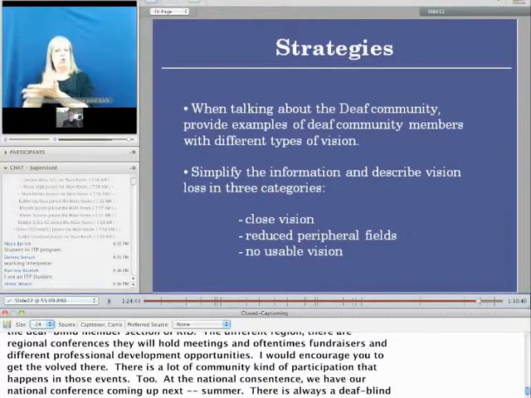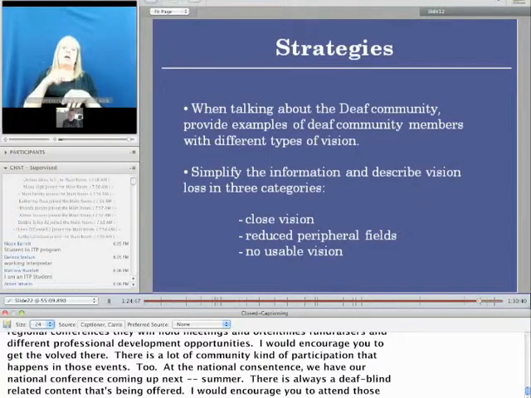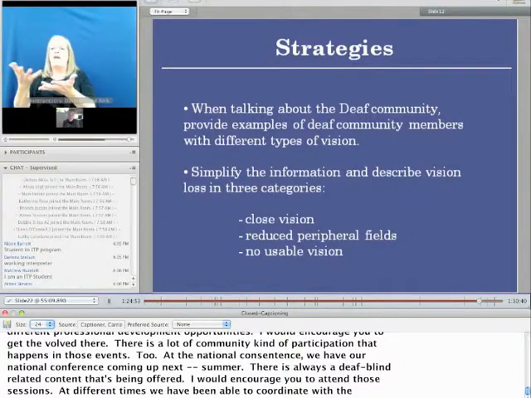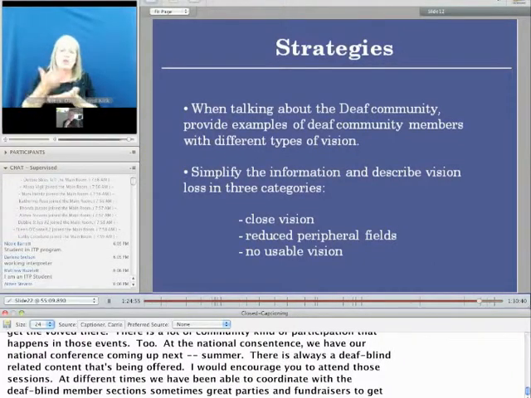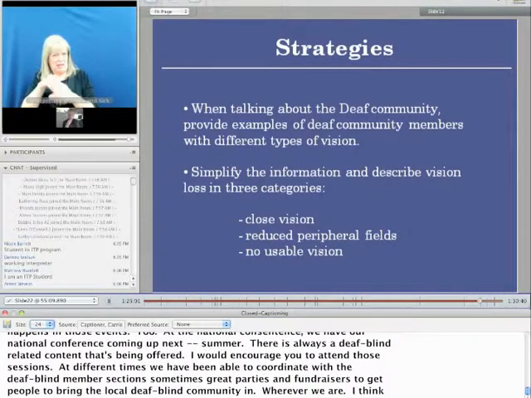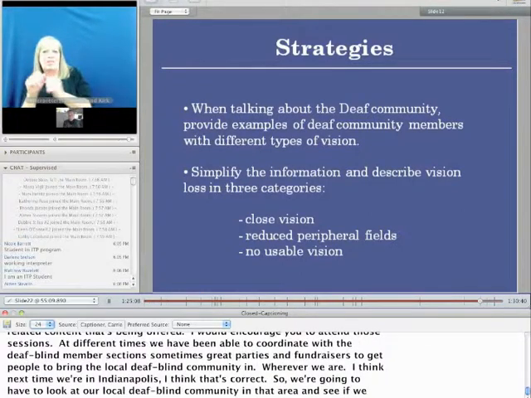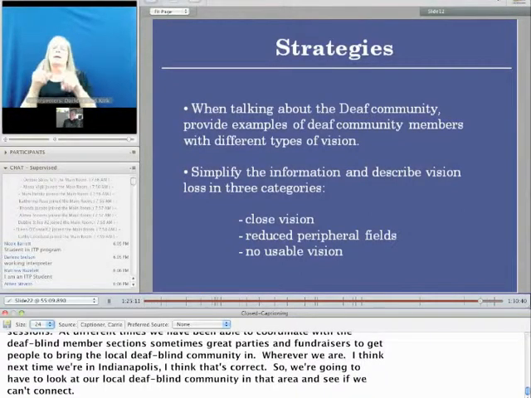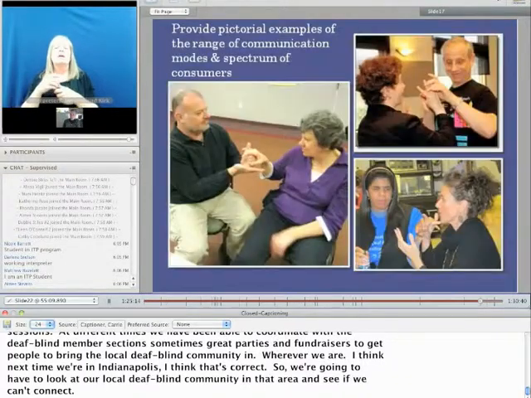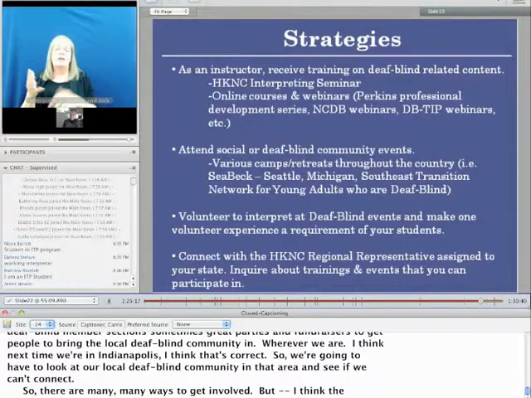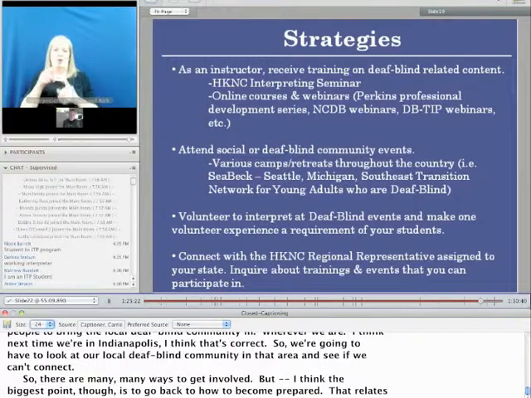At different times, we've been able to coordinate, in conjunction with the deafblind member section, some really great parties and fundraisers to bring in the local deafblind community wherever we are. I think next time we're in Indianapolis, that's correct, so we're going to have to look at our local deafblind community in that area and see if we can connect. So there are many, many ways to get involved. But I think the biggest point is to go back to how to become prepared, and that relates to both you as an instructor and as a practitioner.